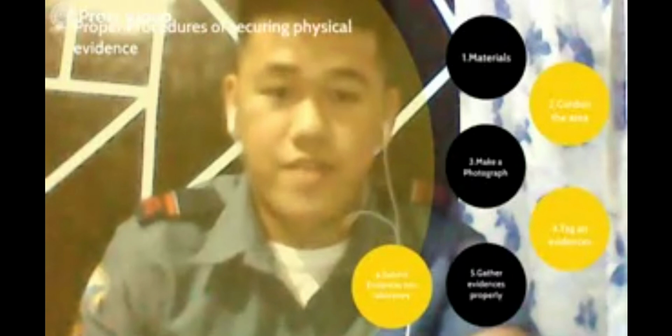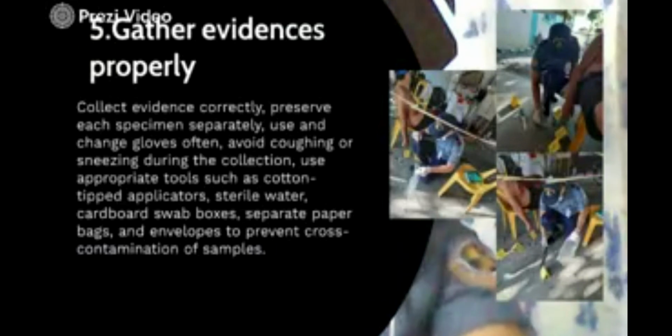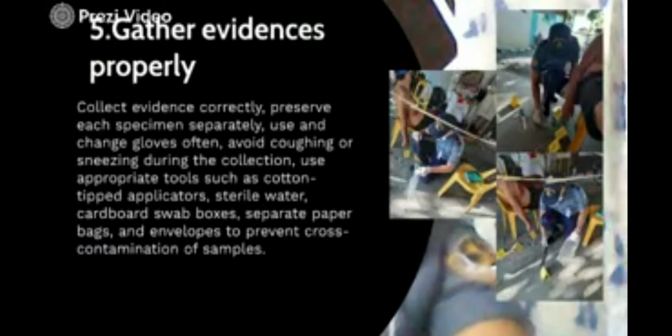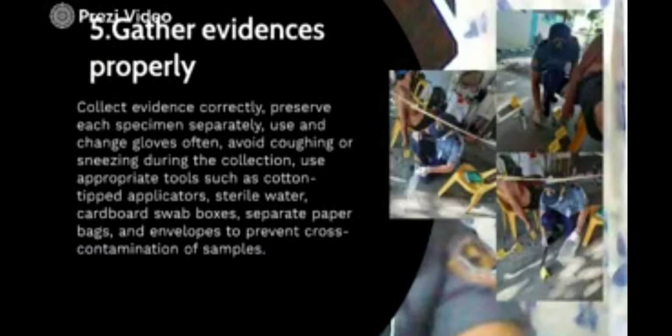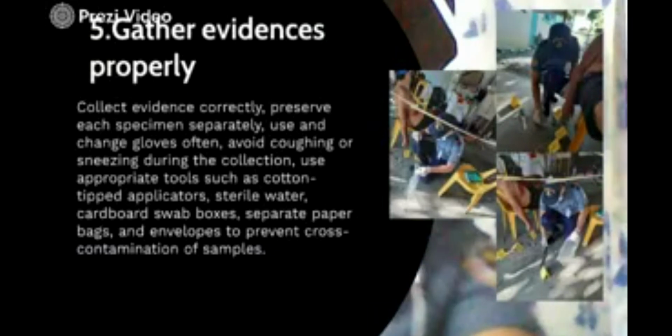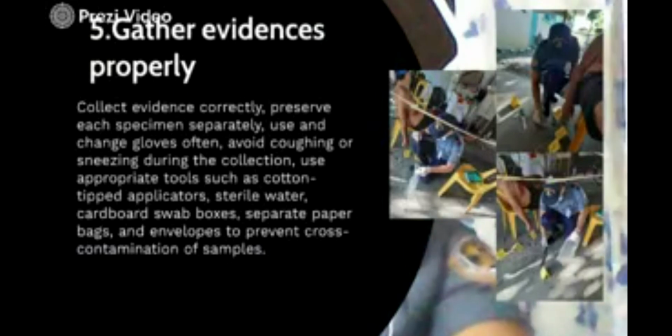Next, gather evidence properly. Collect evidence correctly. Preserve each specimen separately. Use and change gloves often. Avoid coughing or sneezing during the collection. Use appropriate tools such as cotton tip applicators, sterile water, cardboard swab boxes, separate paper bags and envelopes to prevent cross-contamination of samples.